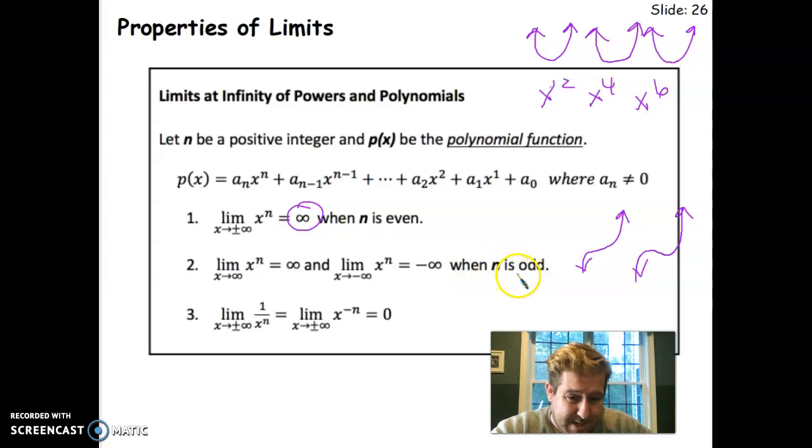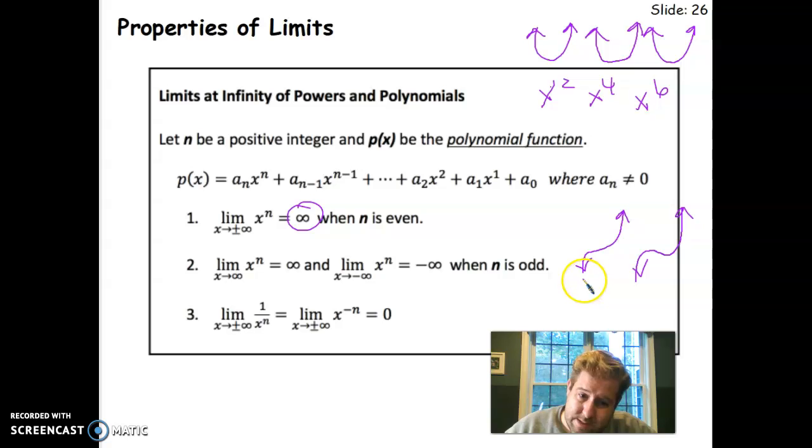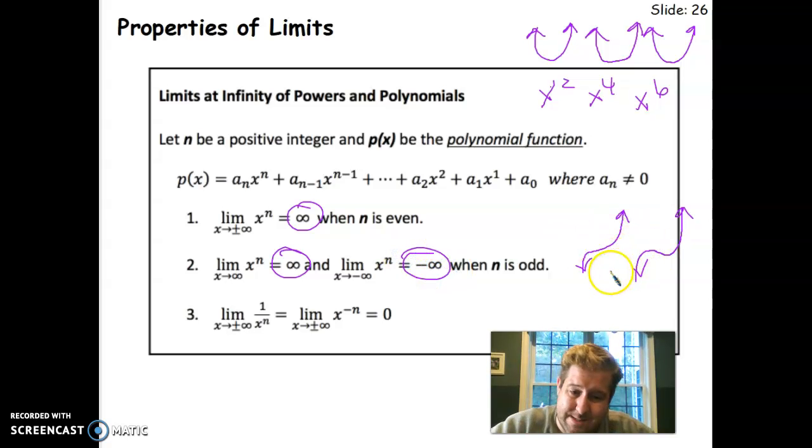Basically what I'm trying to tell you is that as one side is going down towards negative infinity, the other side is going to go up towards positive infinity. This is positive, this is negative, and that makes sense when you think about the way the graph looks.